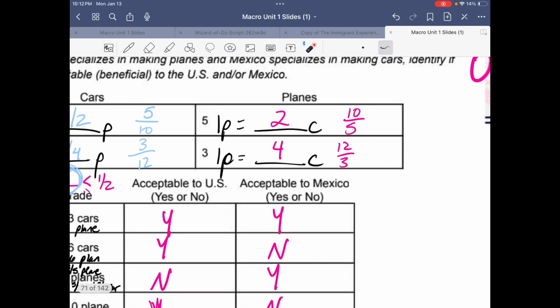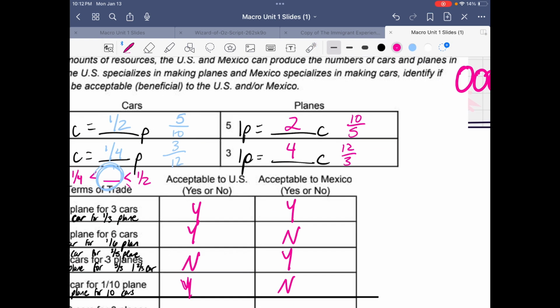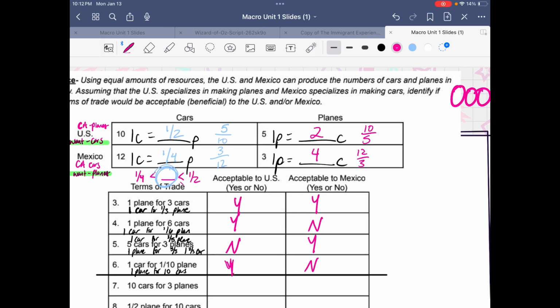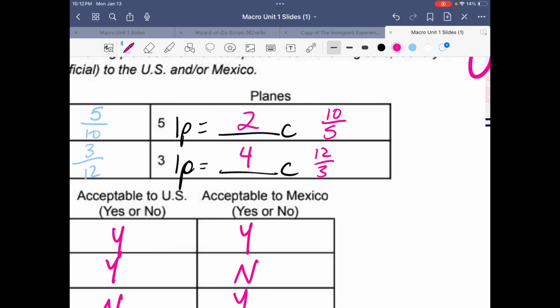We're going to do the same over here. Now, in this example, remember that the U.S. was making planes, so they don't want to trade for any less than 2 planes. But Mexico wants planes. They don't want to trade for any more than 4. So 4 is greater than something, which is greater than 2. What would be an acceptable number in here? 2.5, 3.75, 3. Just keep it super simple. Whatever fits within there would be favorable terms of trade.